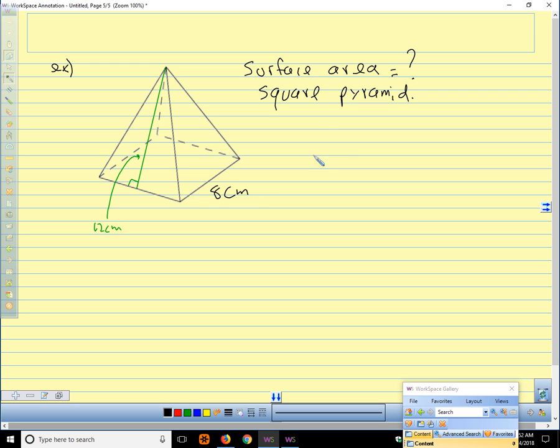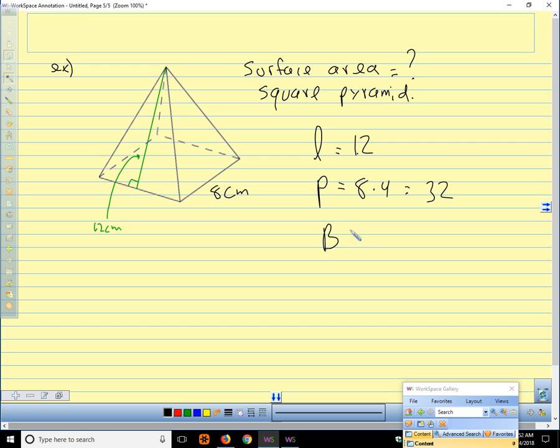All right, so we need the slant height. What is the slant height here? 12. They give us a slant height. That's nice. Slant height is 12. We need the perimeter of the base. So what's the perimeter of the base? How do we find it? 8 times 4. All the sides are the same, so we get 32.